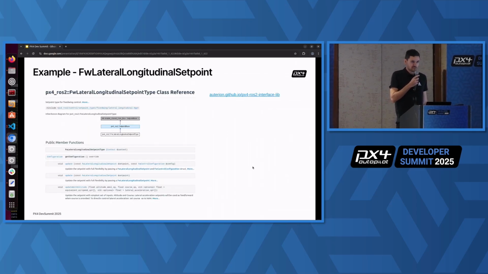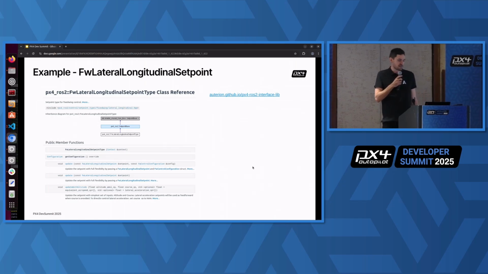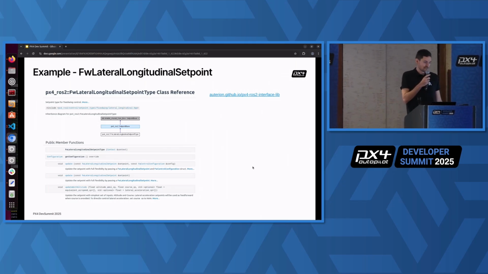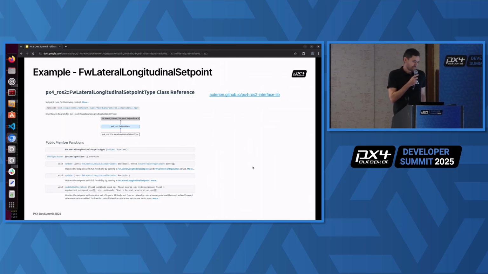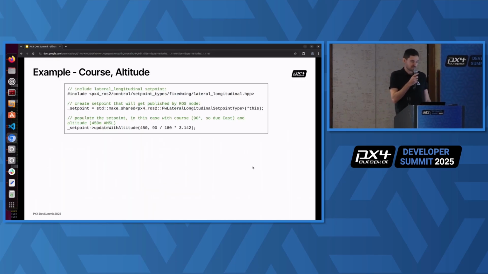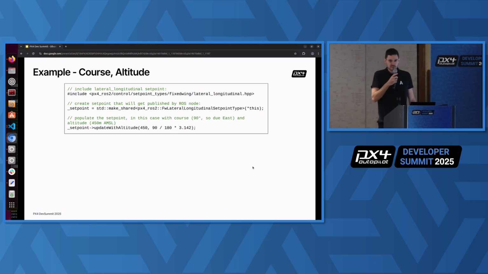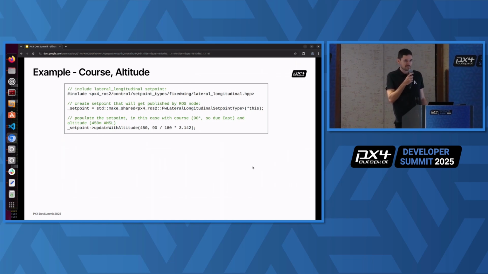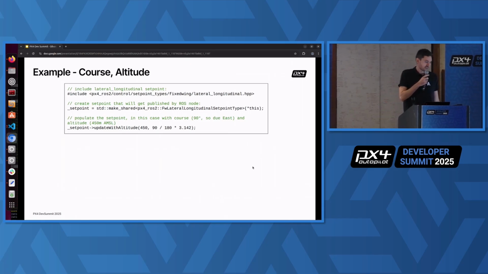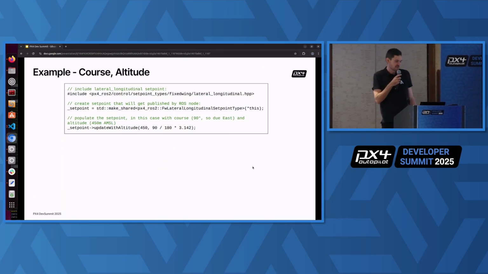Yeah, so we have documentation online for how to use set points in the library. In that case, it's a fixed-wing lateral longitudinal set point type. I will not go in more detail here, but I will show you a simple example. So there's plenty of examples in the library. You can just start with any of them and then add your own fields. In this case, I only had to add 3 lines to it to make this work.